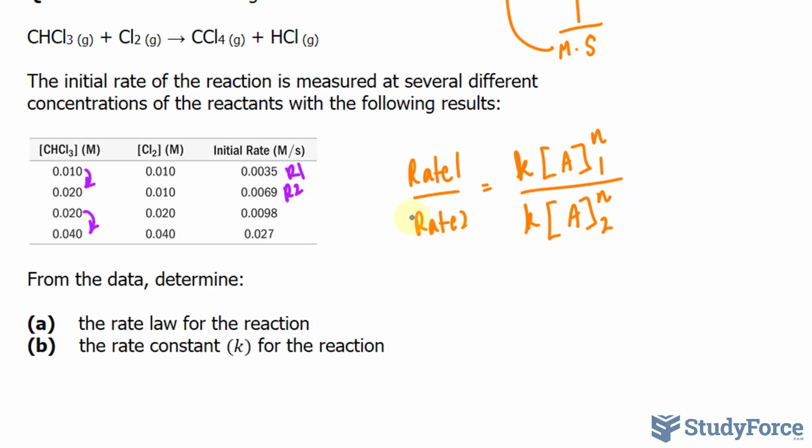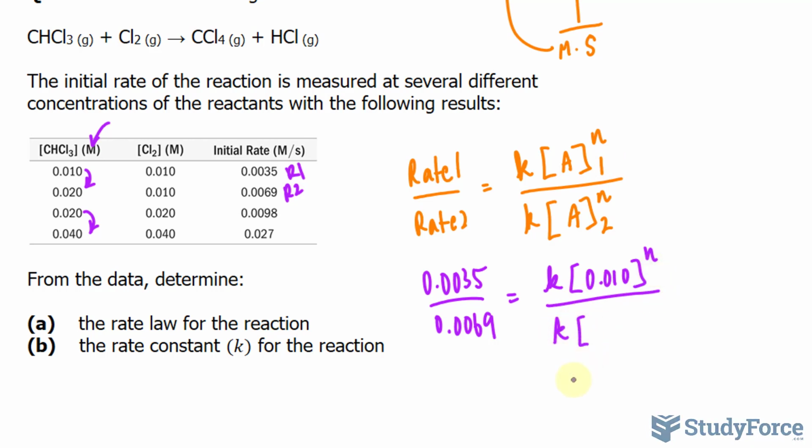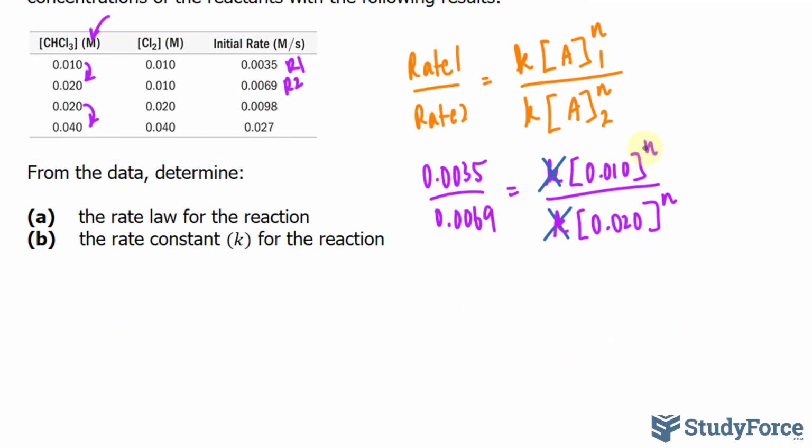I'll replace rate 2 with 0.0069 and rate 1 with 0.0035. Just like that. And that's equal to the constant K, which we don't know, times the concentration at rate 1, 0.010. And this is in molarity, so we have moles per liter. Don't forget that. Raised to the power of n. And you don't need to write down the subscripts. We can keep track. The rate constant again, and the concentration of 0.020 moles per liter raised to the power of n. All we have to do is solve for n, and that will give us the order of this reaction. The k's will cancel out, and to solve for n, we'll need to use logarithms.